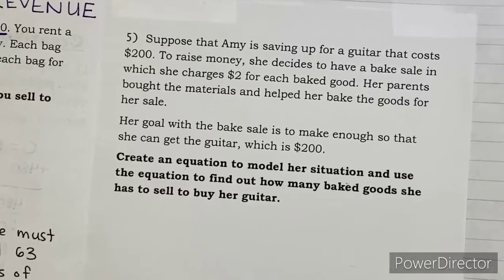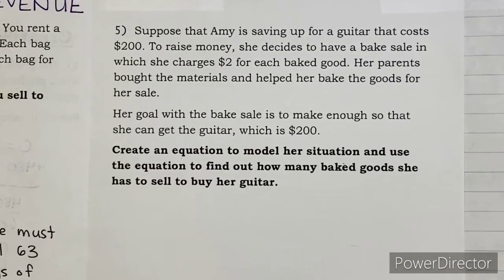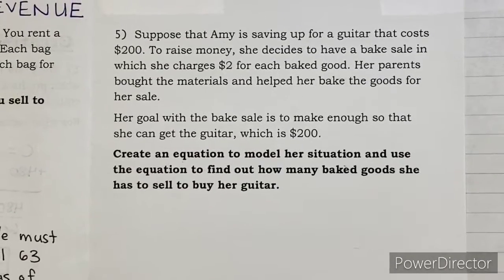And it's number 5. So this one looks a little longer, but it's actually the easiest one in this foldable. So let's look at why. So remember, our whole goal is to figure out what number does x have to be to make the situation work. So I'm going to read it.